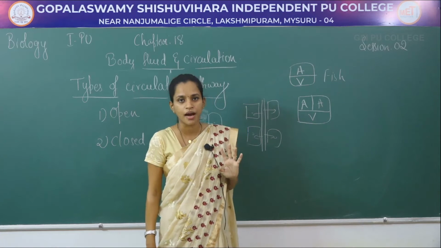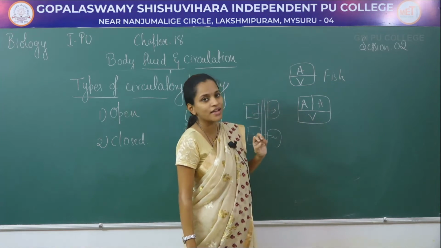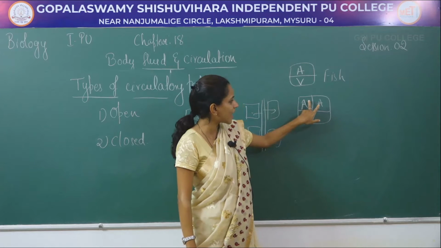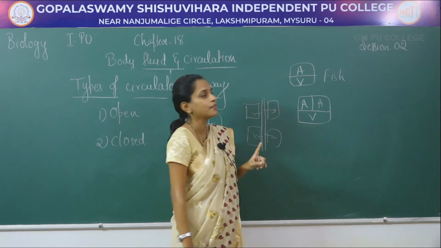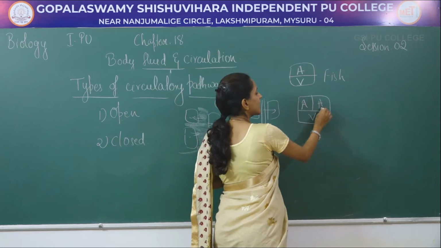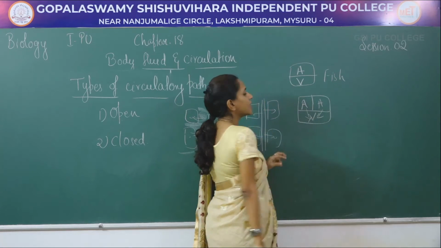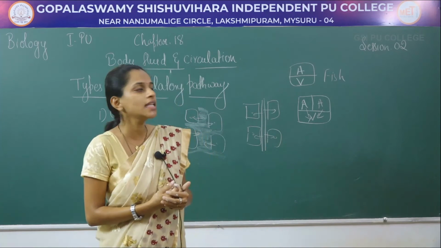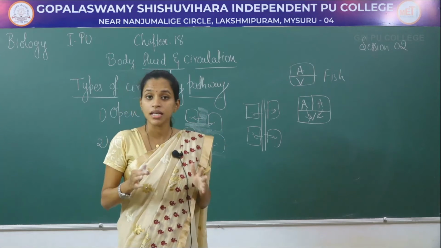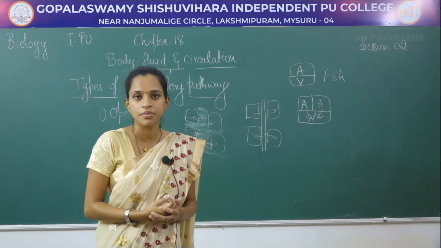Crocodiles have a four chambered heart, whereas the rest of the reptiles have a three chambered heart, with a right auricle, left auricle and one ventricle. That means the blood is purified here, but it gets mixed up in the ventricle. Amphibians also have a three chambered heart.